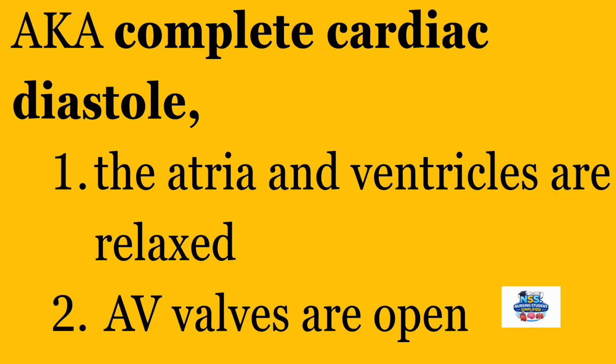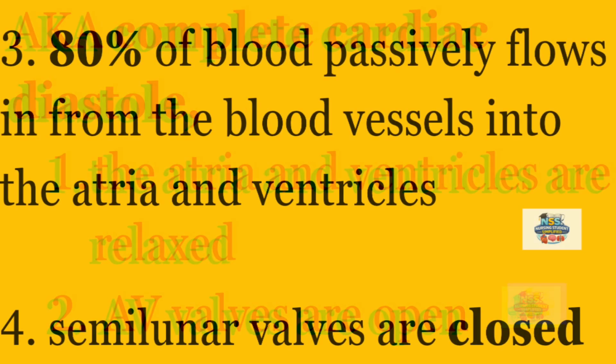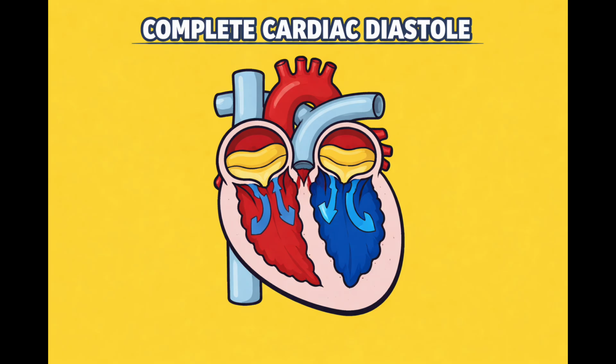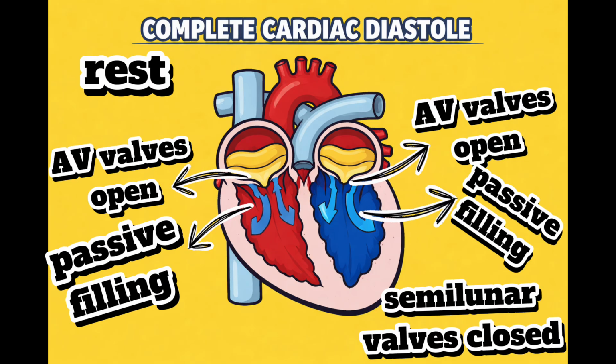The atrioventricular valves are open, and blood just flows in. So blood flows in from the superior and inferior vena cava into the right atrium and down into the right ventricle. The heart is not doing any work. The blood is just flowing in. And that is why we say it's a passive filling. It's a passive filling because the heart is not doing any work. The blood is just flowing into the ventricles because the AV valve is open.